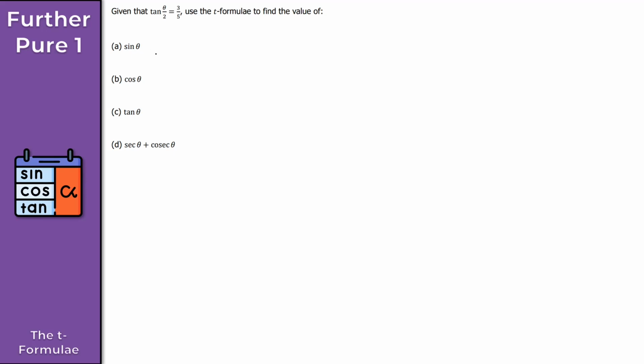For this question, we're told that tan of theta over 2 is equal to 3 over 5. The question then asks us to use the t-formulae to find the value of the following. As we can see, we've got 4 parts to this question. So let's begin with part A. For part A, we want to find the value of sine theta. So let's just state sine theta in terms of the t-formulae. Sine theta in terms of the t-formulae is given as 2t all over 1 plus t squared.